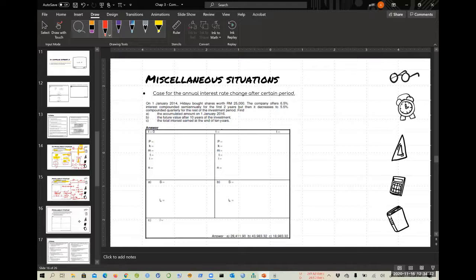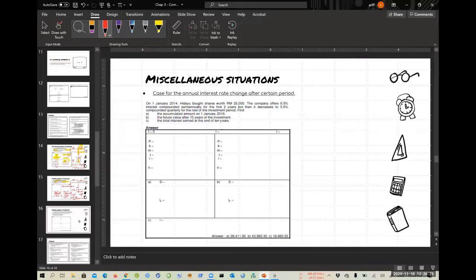Okay, it says here on 1st January 2014, Hidayu bought shares worth 25,000. The company offers 6.5% interest compounded semi-annually for the first 2 years, only for the first 2 years. But then it decreased to 5.5% compounded quarterly for the rest of the investment period. The question asks you to find the accumulated amount on 1st January 2016. So they start with 1st January 2014 and then end at 1st January 2016. So the duration here is 2 years.